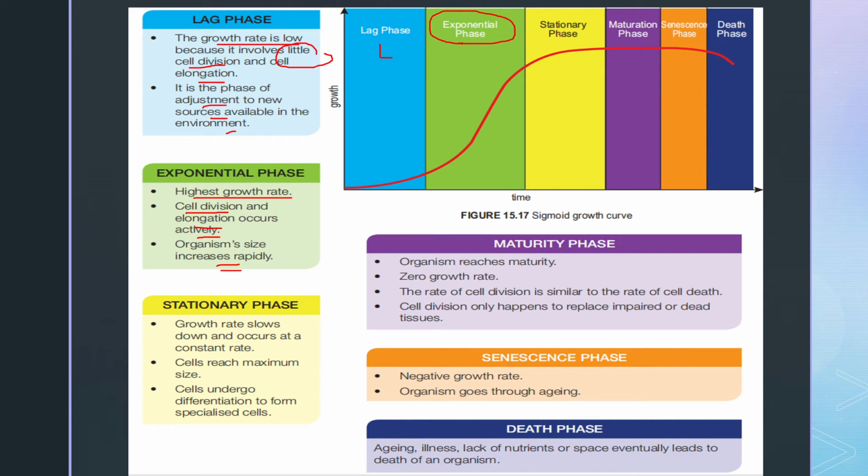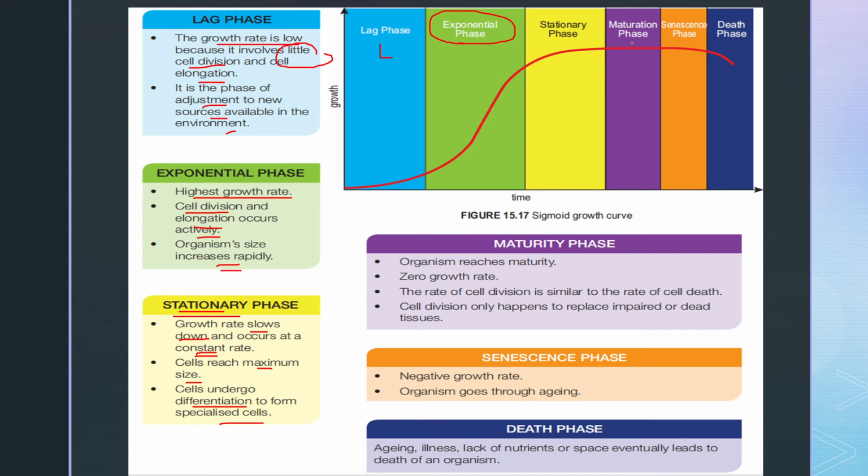Okay, so for stationary phase, stationary daripada perkataan stationary almost means not moving, right? So now growth rate slows down. Okay, and then it occurs at a constant rate. Constant. Okay, daripada perkataan stationary itu, the cells at this phase reached maximum size, and at this point they are undergoing differentiation process to form specialized cells.